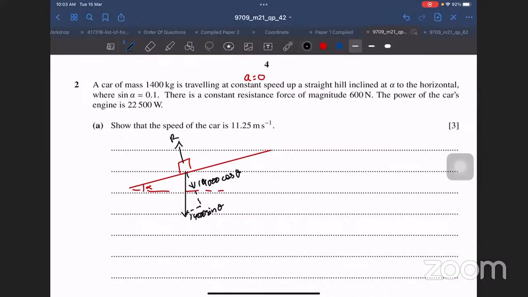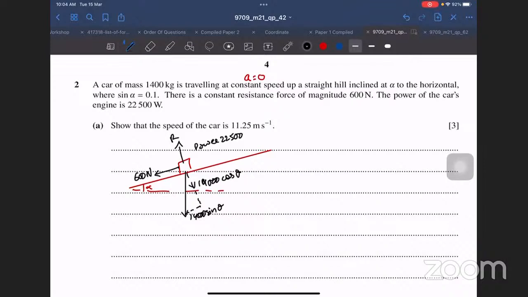There's a constant resistance force of 600 newtons. The power of the car's engine is 22,500 watts. Show that the speed of the car is 11.25.